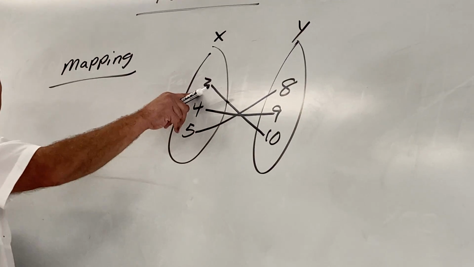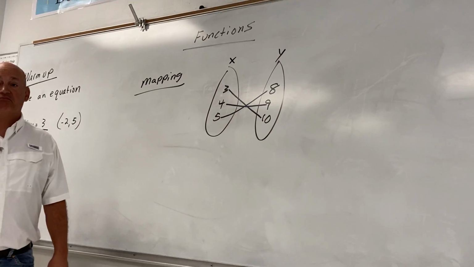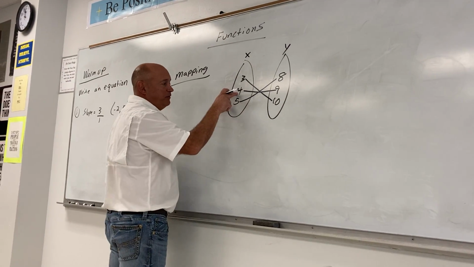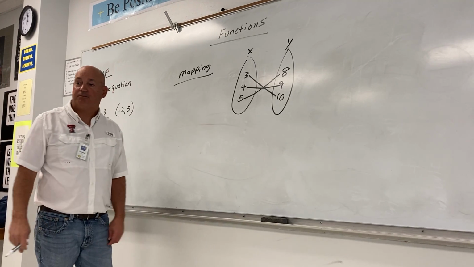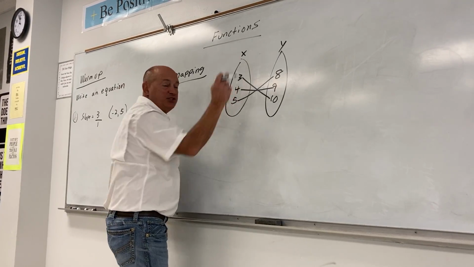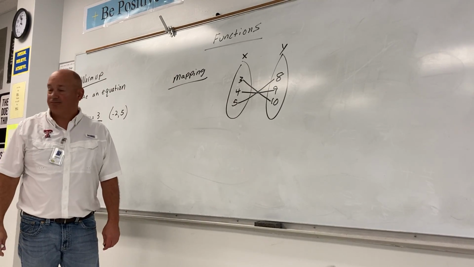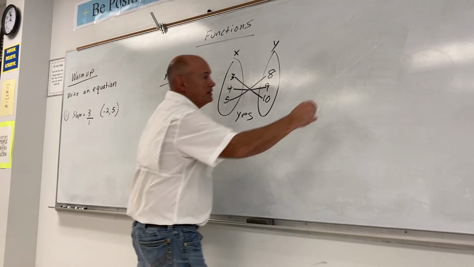Who is girl number 3's boyfriend? 10. Does she have any others? No. Who's girl number 4's boyfriend? Does she have any other boyfriends besides 9? How about number 5? Who's her boyfriend? 8. Does she have any other boyfriends besides 8? So that is a function. Yes. Let's look at another mapping.